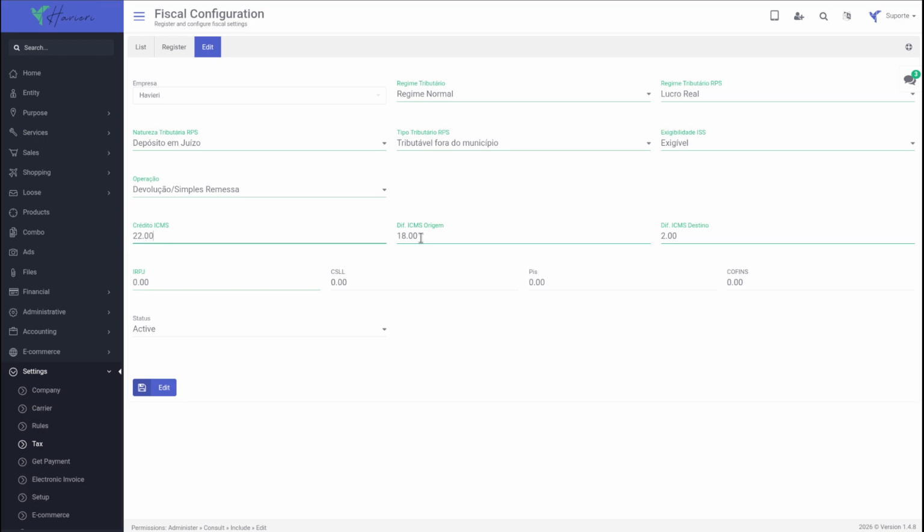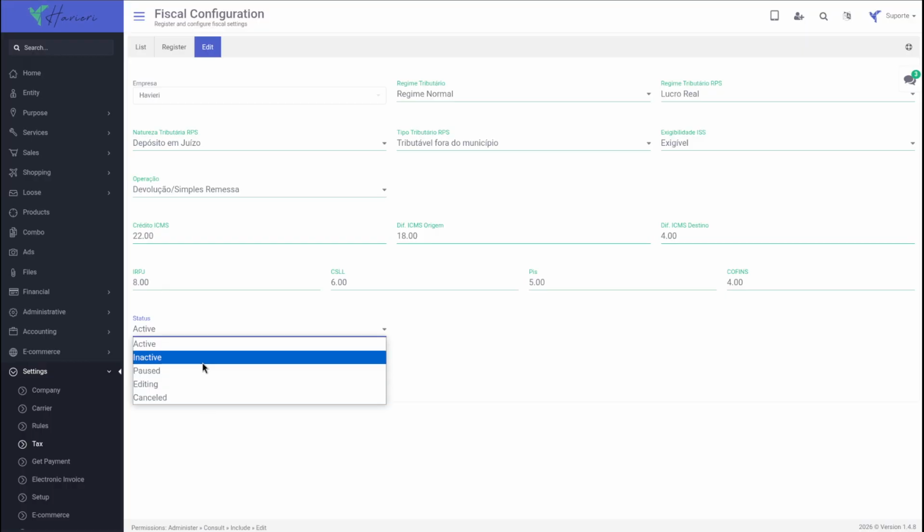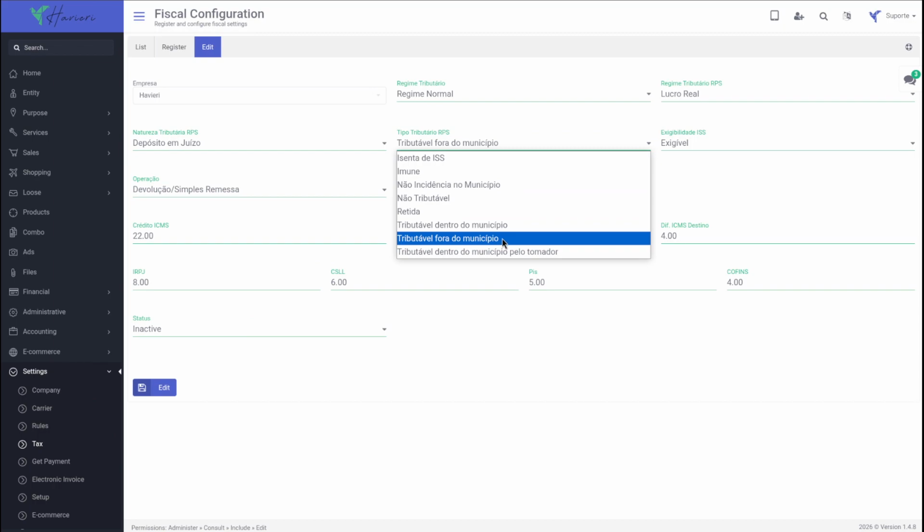It's important to highlight that the percentages and tax regimes configured here must be provided by a qualified accounting professional. Each company has a unique tax reality, and only an accountant can correctly determine the applicable rates and regimes. The system only applies the rules you configure, and the accuracy of the calculations depends entirely on the information provided by your accountant. Therefore, always consult your accountant before filling in any field on this screen.